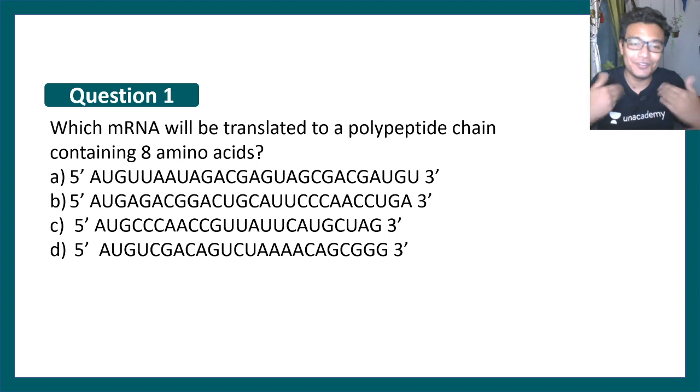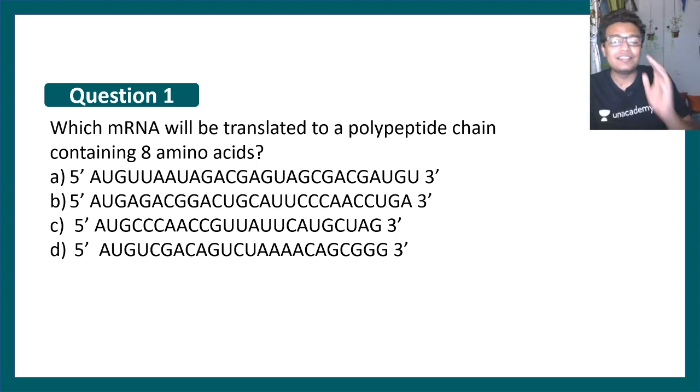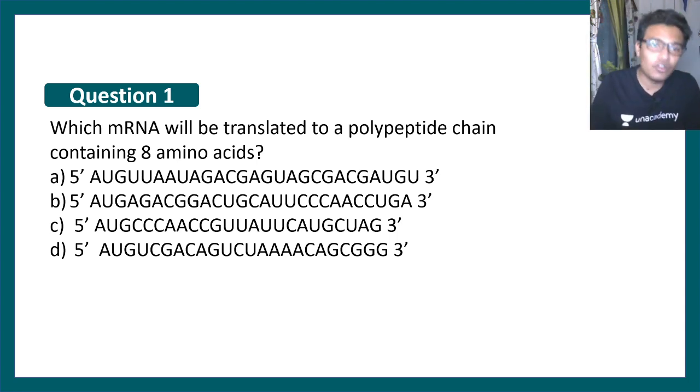Now let's talk about the questions. This is one type of question which is very common, and a variant of this question is asked in several exams. So here it says, which of the mRNA will be translated into a polypeptide chain containing 8 amino acids? So we know in the open reading frame there would be codons, and we have to understand which of these sequences can possibly give rise to an 8 amino acid containing peptide.